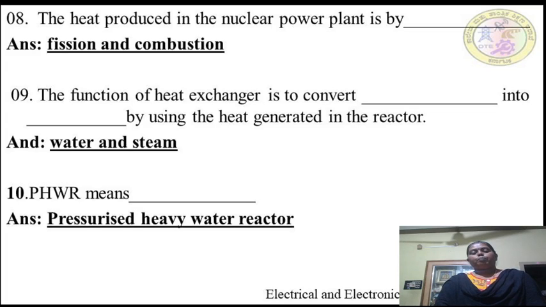Next, 10th one. PHWR means dash. PHWR means pressurized heavy water reactor. The answer is pressurized heavy water reactor. This is one of the kinds of reactor used in a nuclear power plant in order to extract the heat from the nuclear reactor by using heavy water.